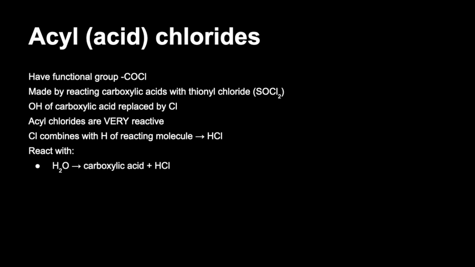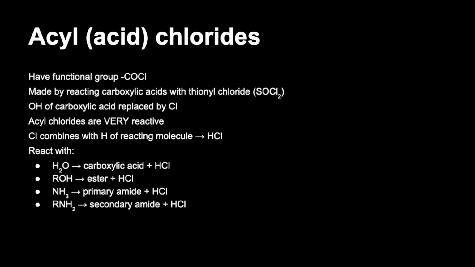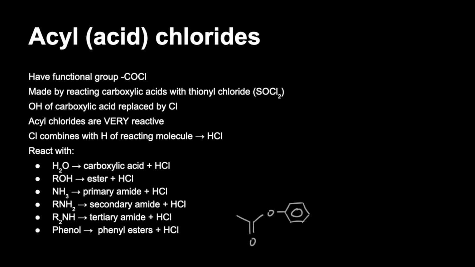They react with water to form carboxylic acid and HCl. They react with alcohols to form an ester and HCl. They react with ammonia to form a primary amide and HCl. They react with primary amines to make a secondary amide and HCl, and they react with secondary amines to make a tertiary amide and HCl. They also react with phenol, and that's going to make a phenyl ester and HCl, and that's what a phenyl ester looks like. So this part here has come from the phenol, this part here has come from the acyl chloride.